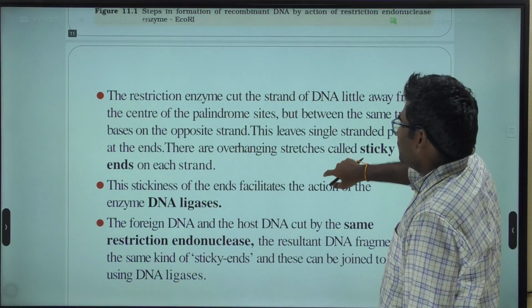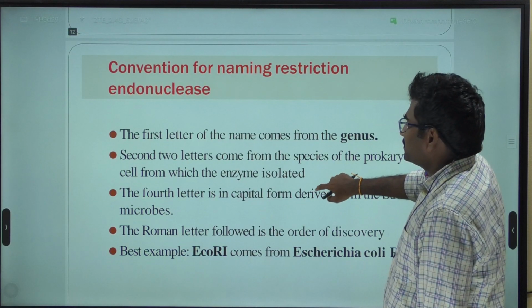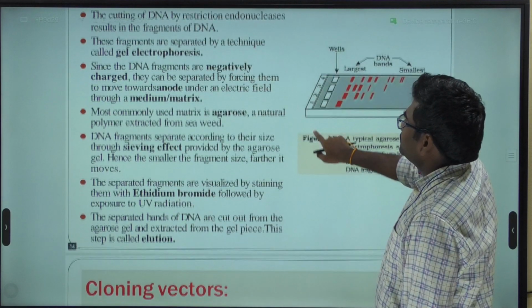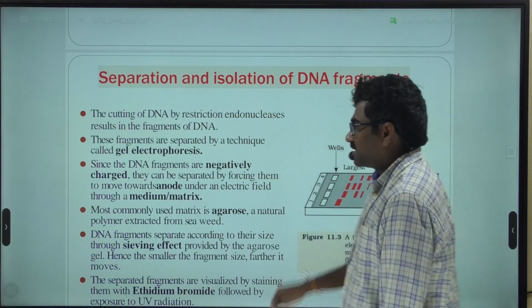So here the important thing is separation. Next step is separation and isolation of DNA fragments.